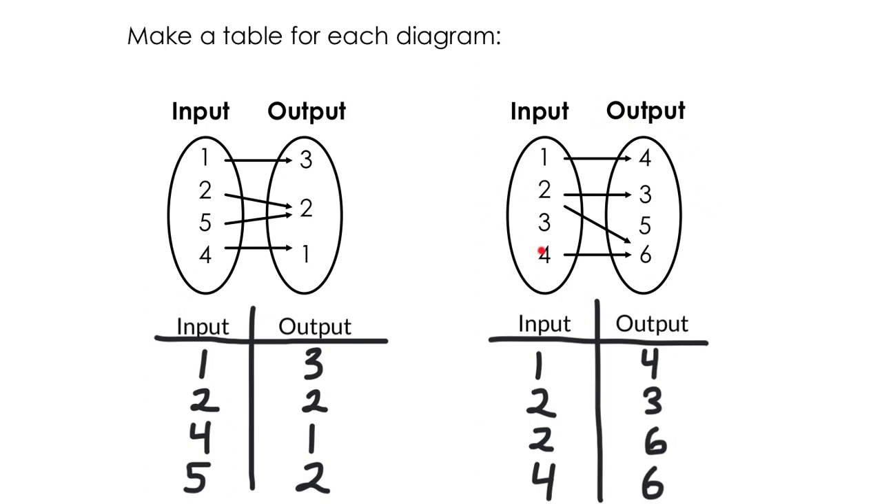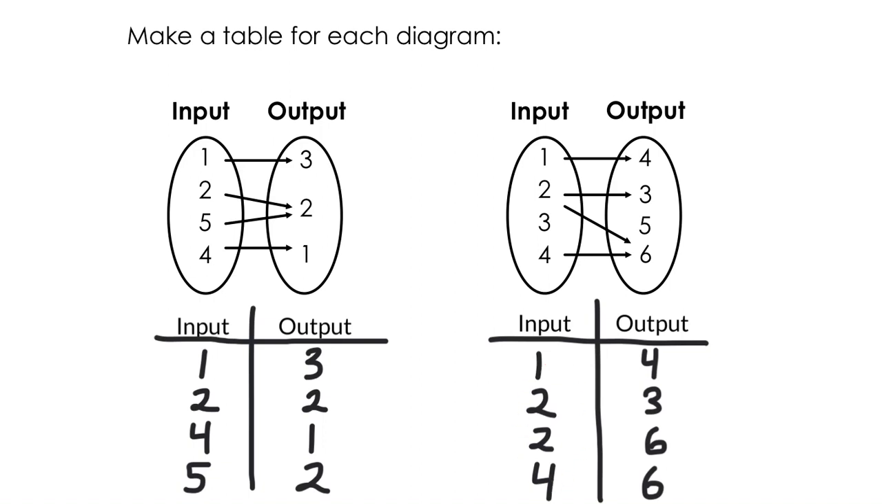If you see this mapping diagram, notice that arrow right here is from the input of 2. So the input of 2 has 2 different outputs, 3 and 6. The input 3 doesn't have an output, so I didn't put it in my table.